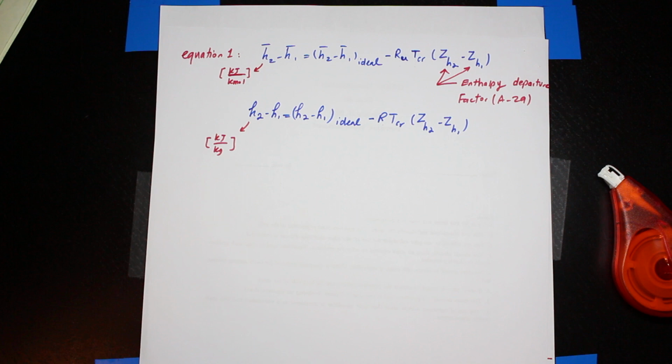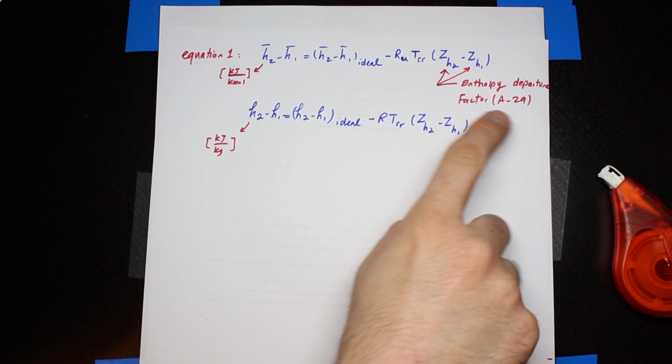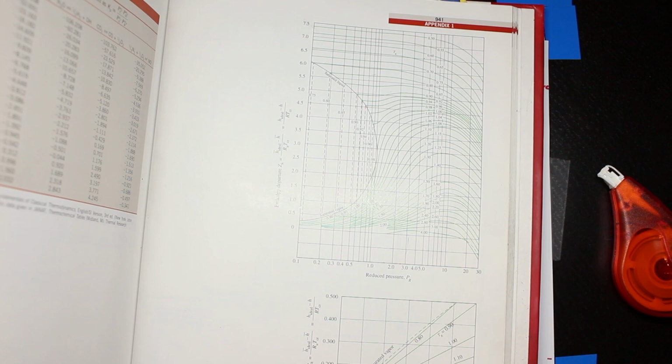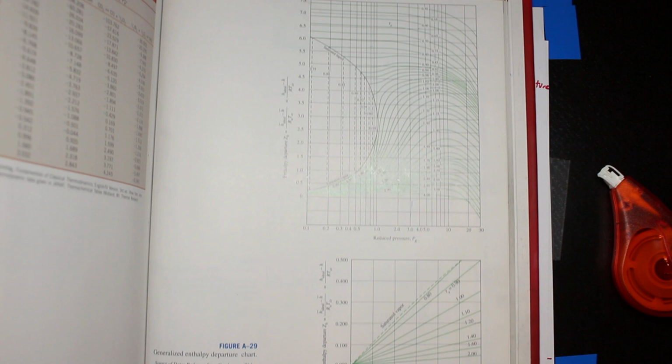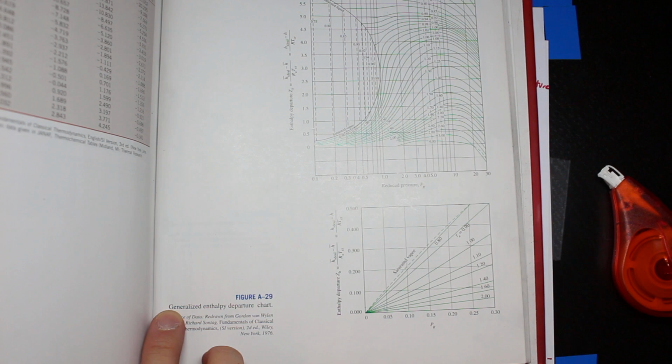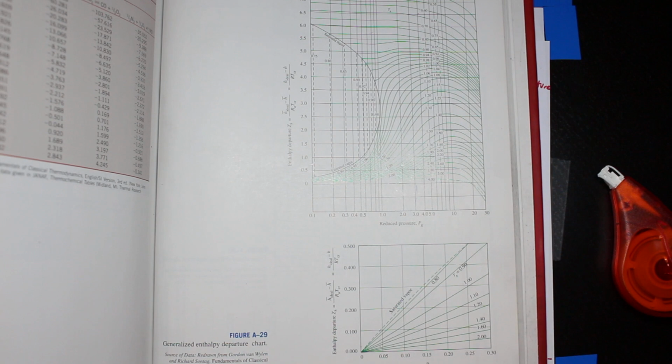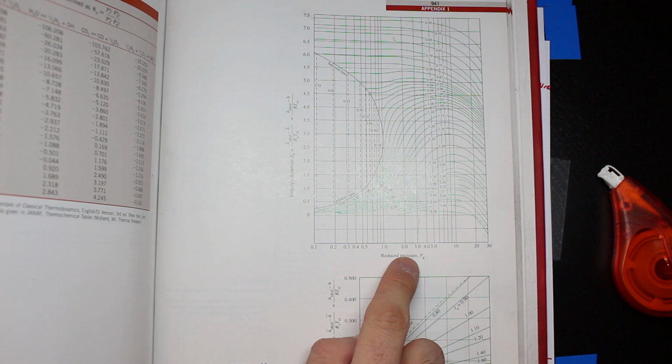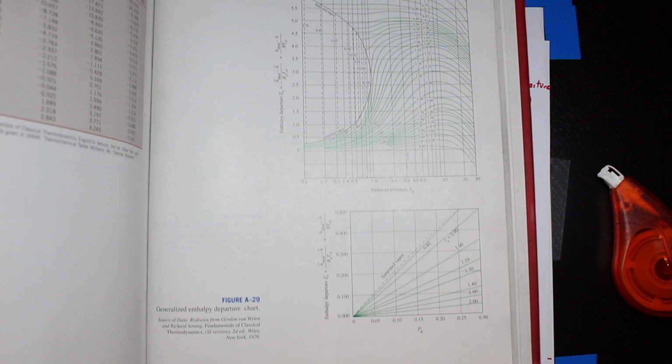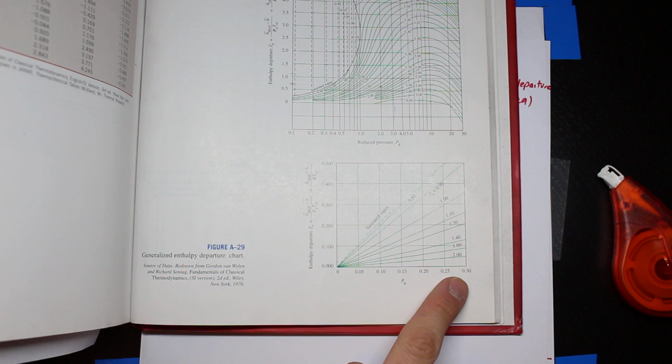Finally, let me show you figure A29 that I was referring to. So this is how the figure looks. Sorry for the reflection. First of all, the figure title reads generalized enthalpy departure chart. And these two figures are exactly the same. The only difference is the one on top, the range of PR is from 0.1 to 30, but the one in the bottom is for a smaller range of PR, starting from 0 to 0.3.